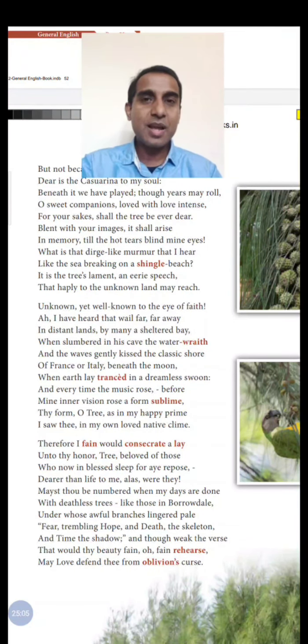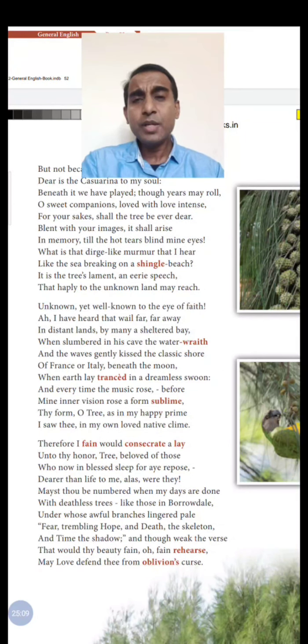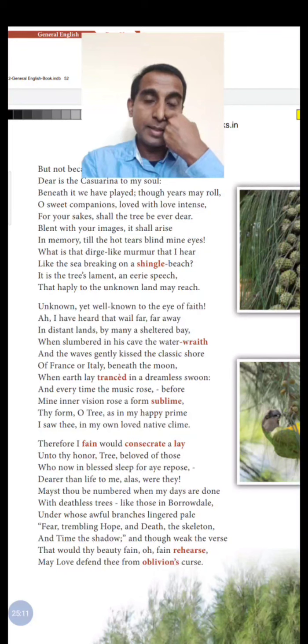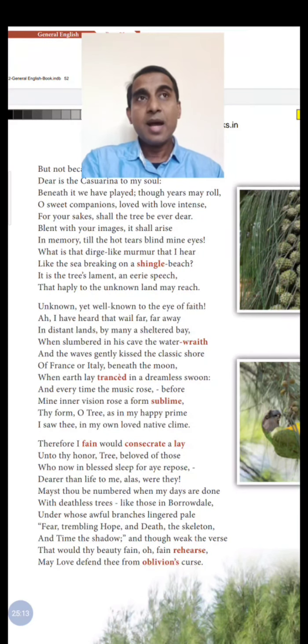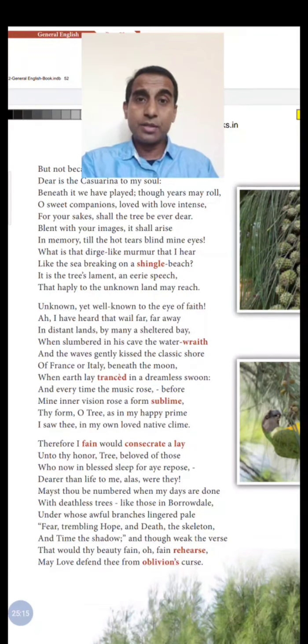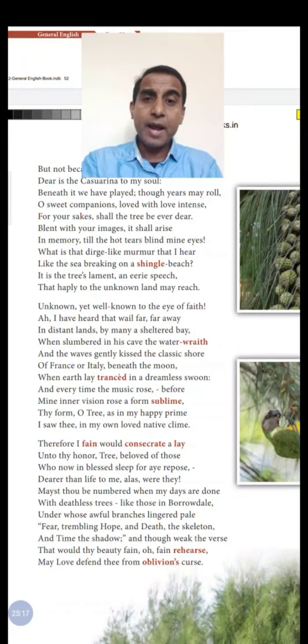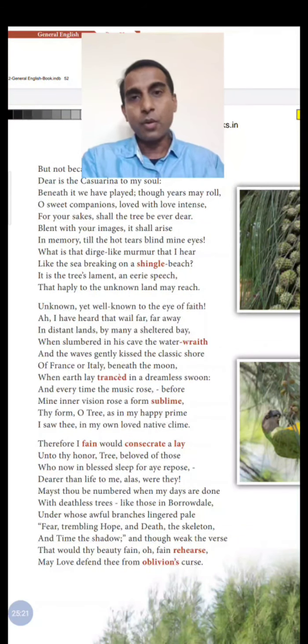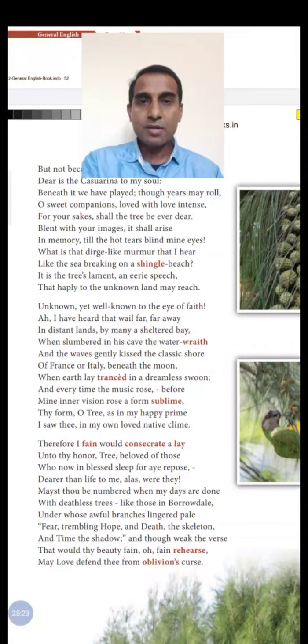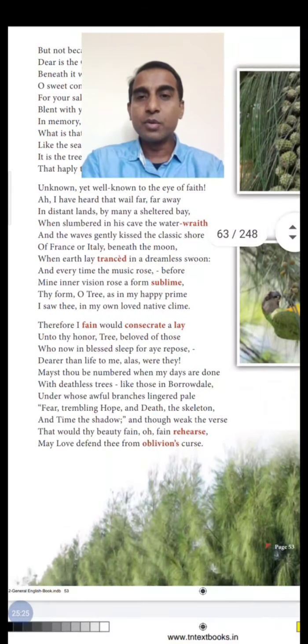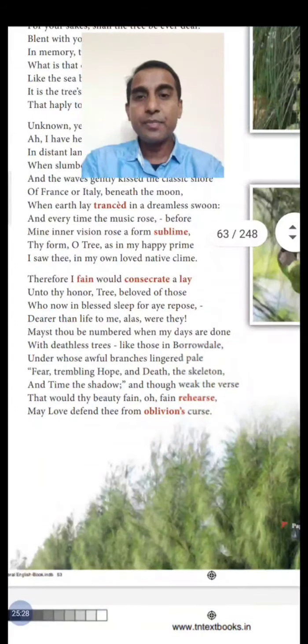So in this fourth stanza, she says that she's getting an immortal feeling that the tree will always live forever. And inside her vision, though she is in some other country, she might be in France or Italy, she gets the same thought as if she's watching the tree close by. So that is the fourth stanza. And now finally we come to the last stanza here.